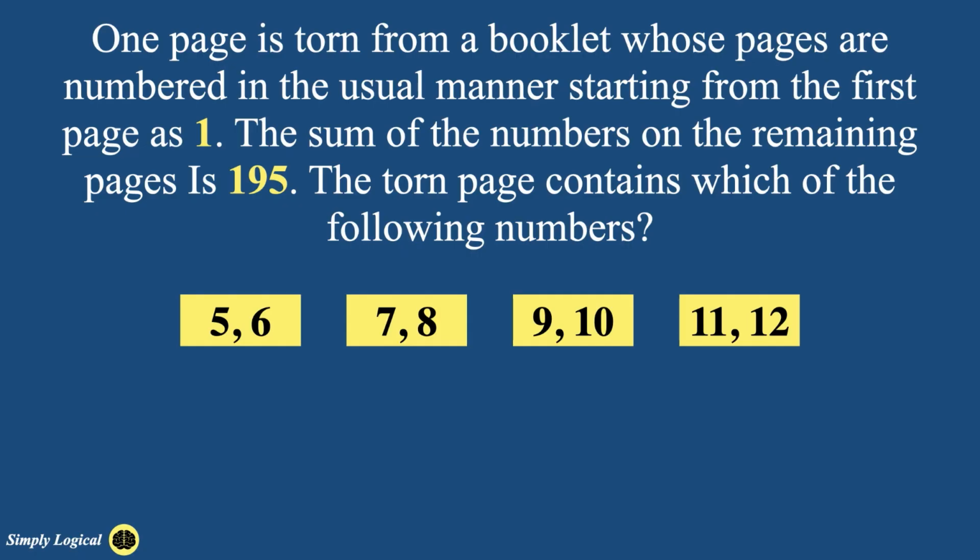One page is torn from a booklet whose pages are numbered in the usual manner, starting from the first page as 1. The sum of the numbers on the remaining pages is 195. The torn page contains which of the following numbers? Is it 5, 6, or 7, 8, or 9, 10, or 11, 12?